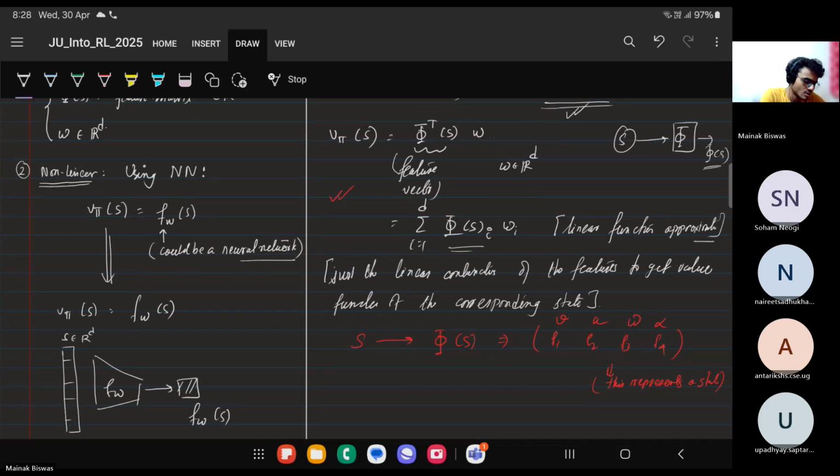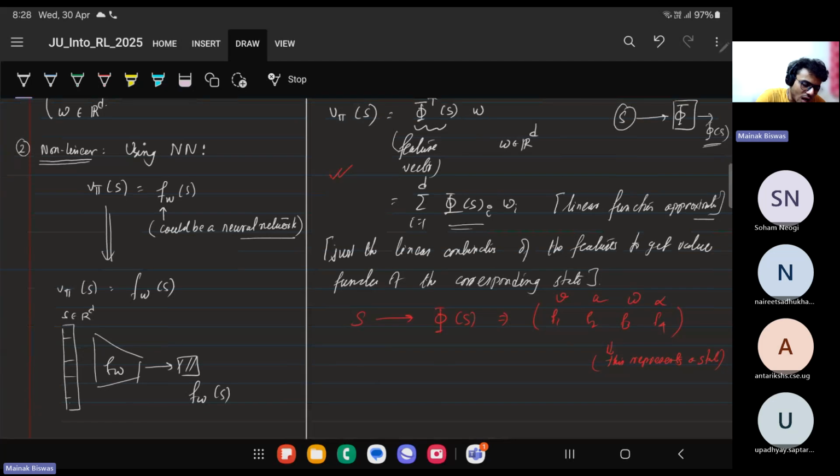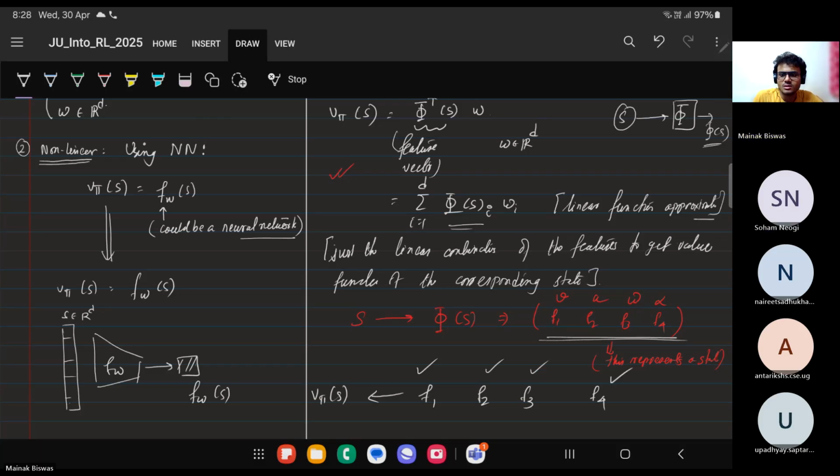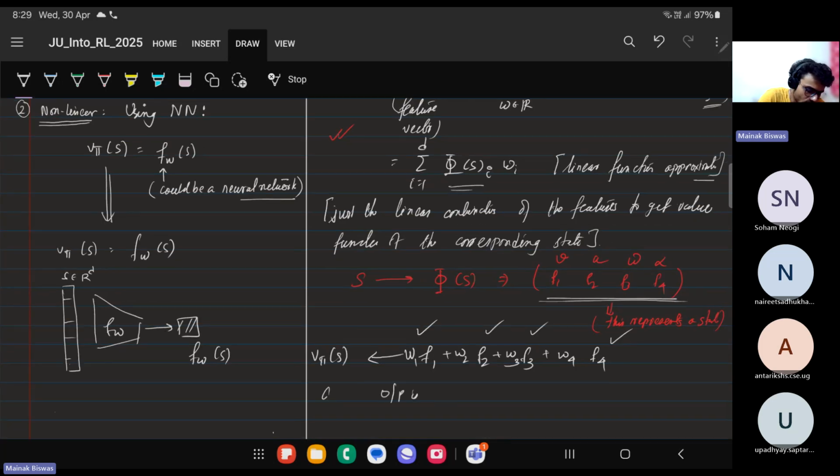Now I say, how can I learn? This is the basic of any regression problem. If you have a set of features f1, f2, f3, f4, what is the target that you want to learn? V pi of s. This is your target, and you want to use these as the variables to learn the target. So I take a combination of them. We assume that the output is linearly related to the inputs.